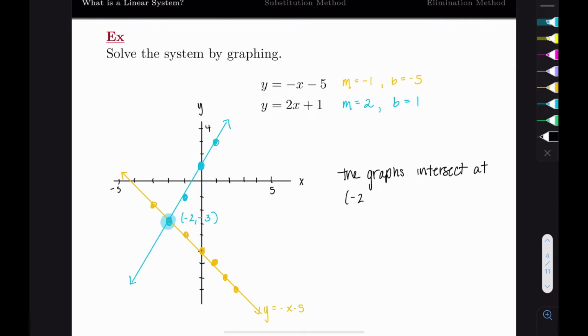At (-2, -3), this is the solution to our system. It is the point that satisfies both lines. But like I said, this is good in a pinch or if you're unsure what to do or you totally blank, but it's not great when we have fractions as answers, or it's not great in general if we're just kind of messy with graphing.